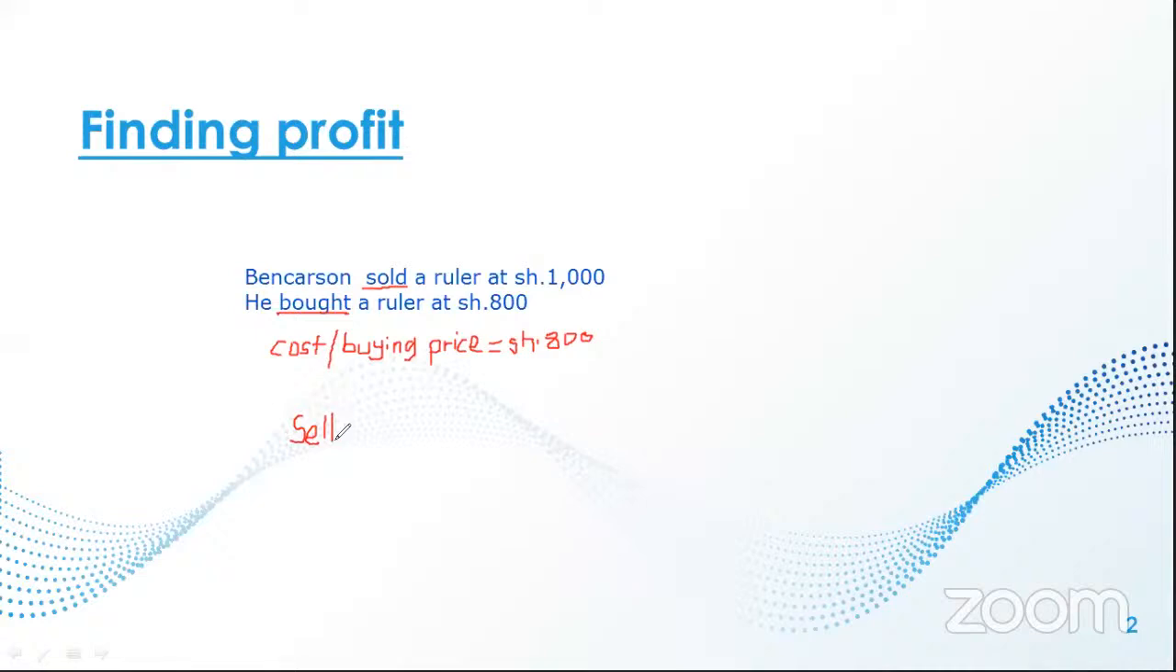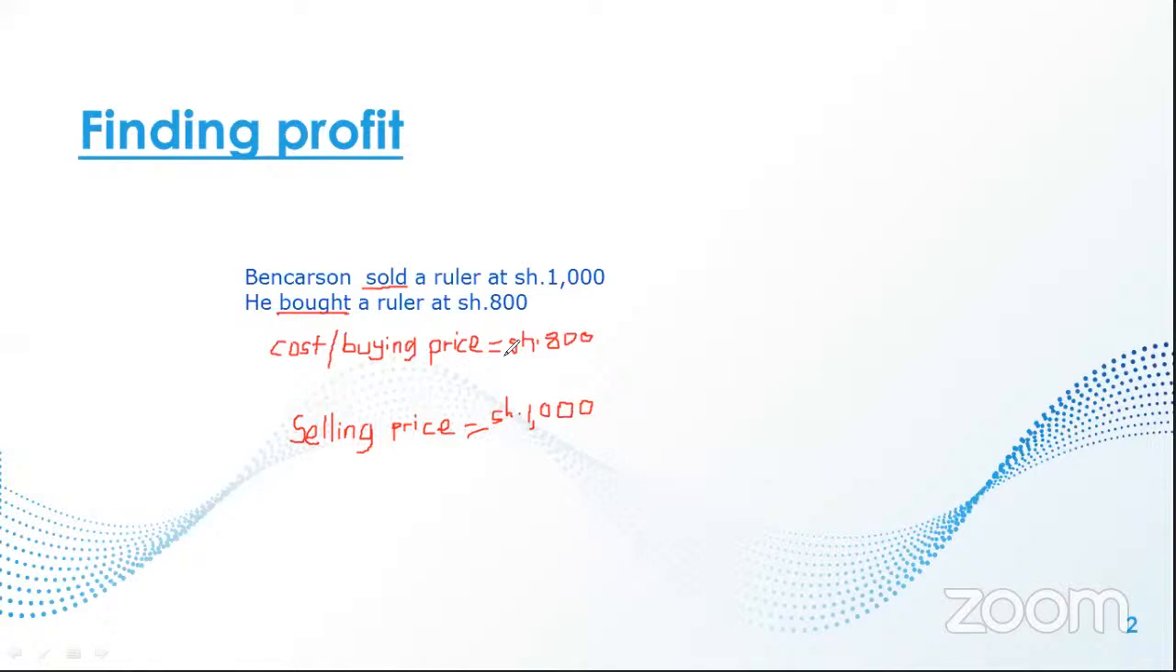So after buying the ruler, he sold it. Okay, so that means it is called selling price. So the selling price of the ruler is 1,000 shilling. Okay, so I'm trying to write like a baby here, and yet we are in P4 class. Now this is our selling price. Now you can compare the two amounts of money. The buying price is the money that you have given to the shopkeeper. You bought your ruler, you gave 800.